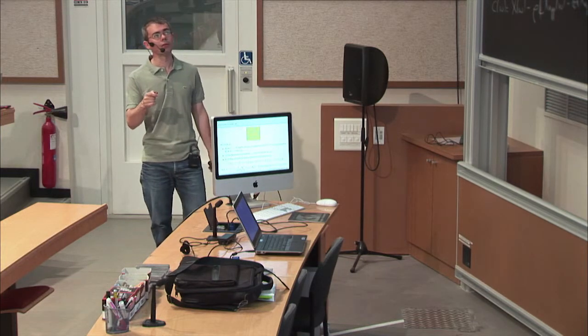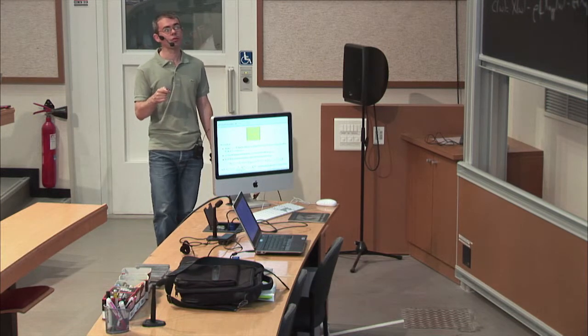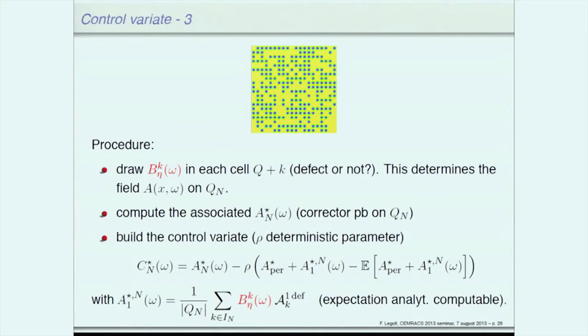So the idea is that I've got this configuration here. This is the realization of my field. I have drawn the B_K of omega, which tells me whether I've got a defect or no defect in each of the cells, drawn independently. This determines the field on the supercell, Qn. From that field, what I can do is to compute the apparent homogenized quantity. So this is the expensive computation going through the corrector problem and so on and so forth.